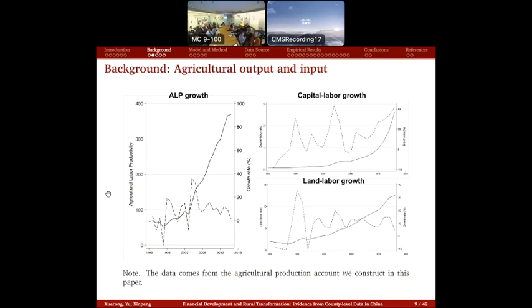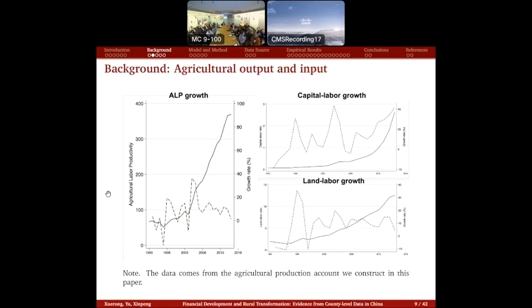Before we go to the empirical part of the data, I would like to give some background on agricultural output and input. These are descriptive statistics from the agricultural production data we construct in this paper. The left-hand side shows the agricultural labor productivity growth and level. The black line shows the level, while the dashed line shows the growth rate.